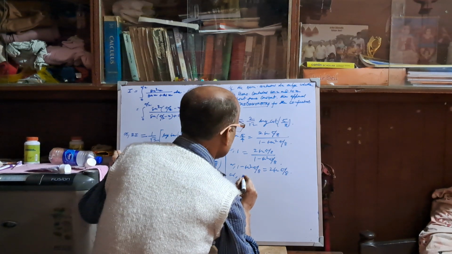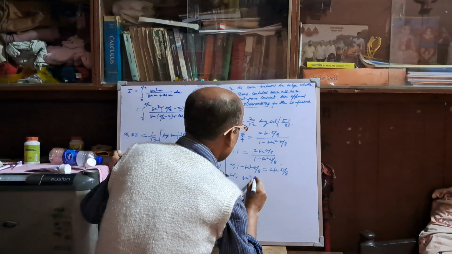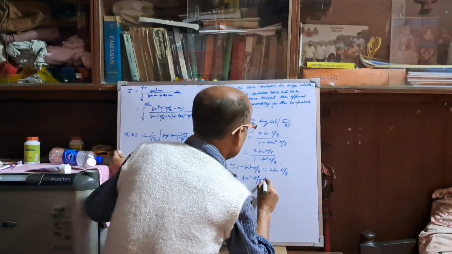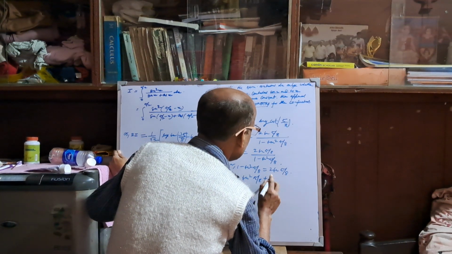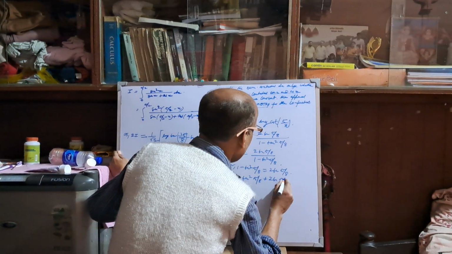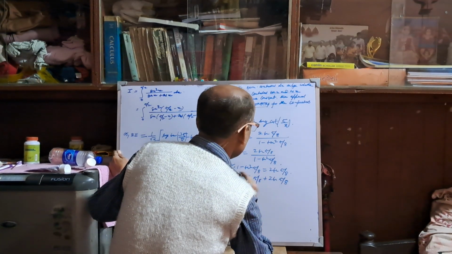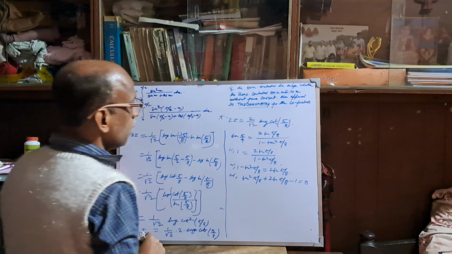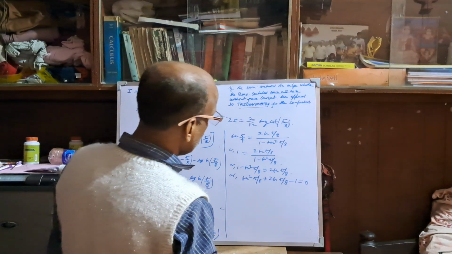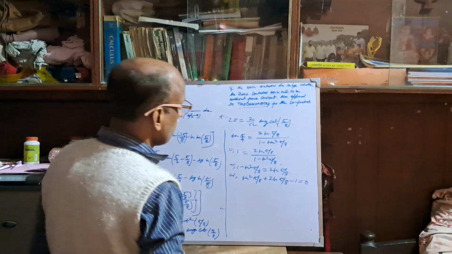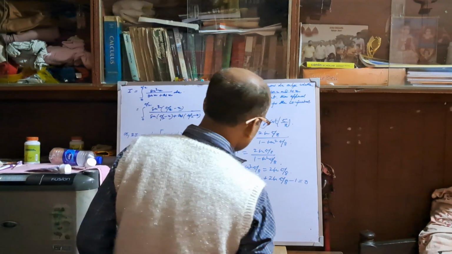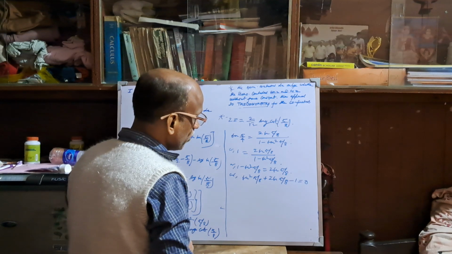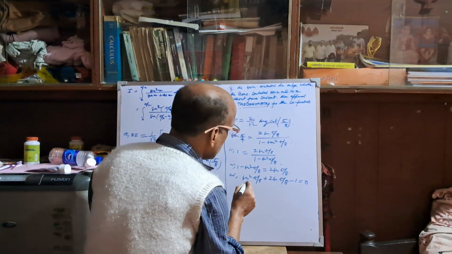So when we bring this to this side, this will be tan square pi by 8 plus 2 tan pi by 8 minus 1 is equal to 0. This is quadratic in tan pi by 8. So we shall get the value of the tan pi by 8 angle.